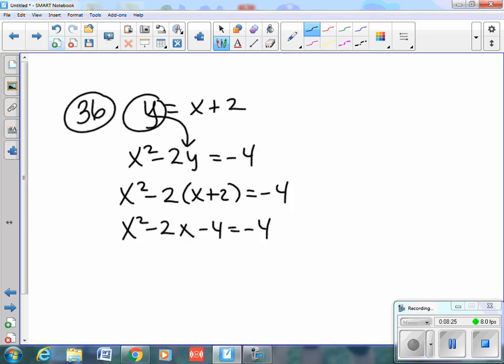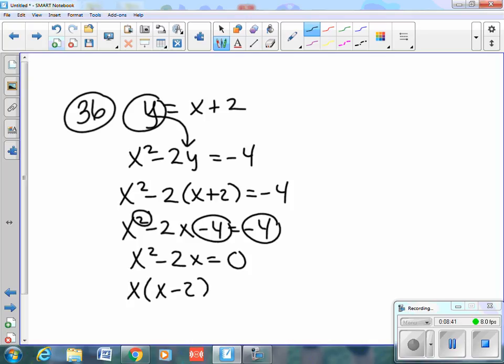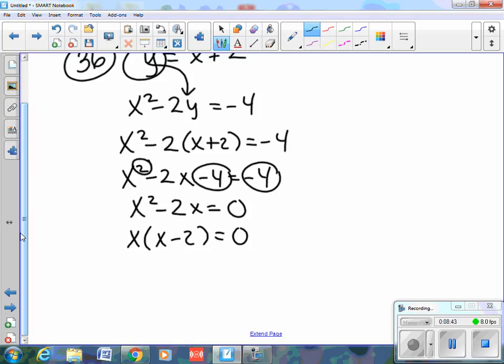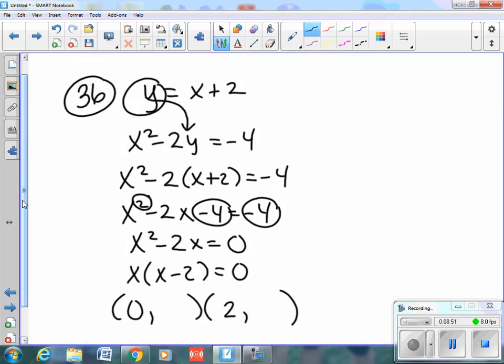You know there's 2 answers because it's x to the second, and I hope you know how to solve an x squared by bringing everything over to one side. These guys cancel each other out, so you have x squared minus 2x. Take out an x, GCF. X is going to equal 0, and x is going to equal 2. But there's another letter in this problem, a variable. The other variable is y. So when x is 0, you get 2 for y, and when x is 2, you get 4 for y. Final 2 answers, 0, 2, and 2, 4.